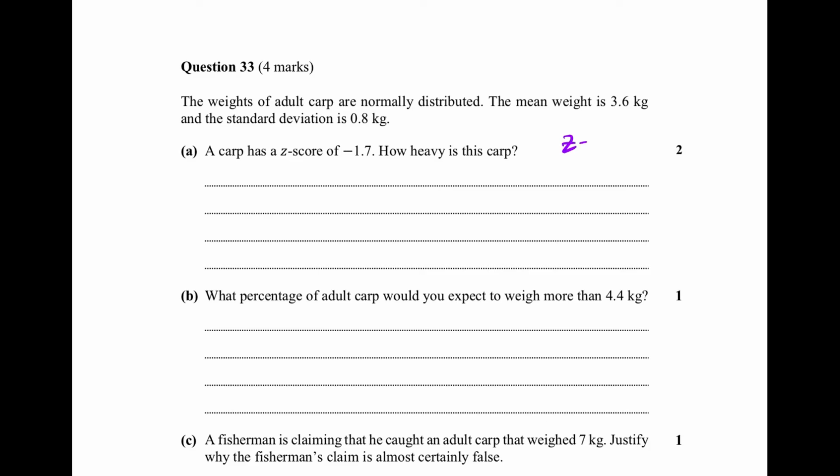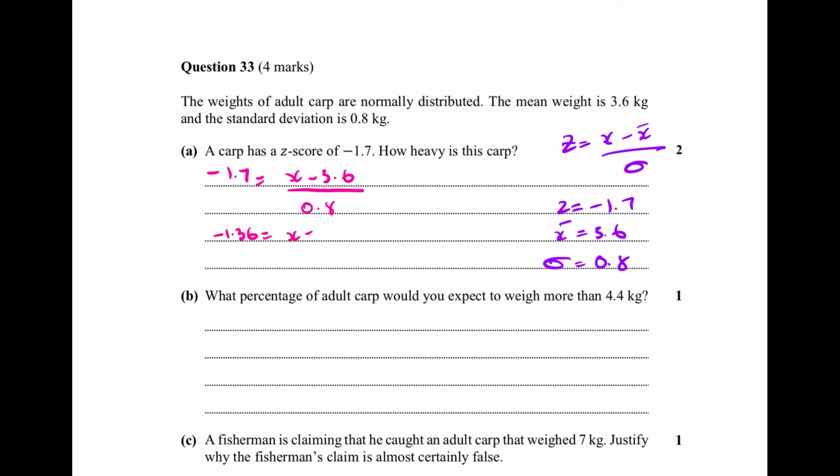Now remember, your z-score is x minus your average over standard deviation. So we have a z-score of minus 1.7, we have an average of 3.6, and we have a standard deviation of 0.8. So let's just plug that in, and we get minus 1.7 is equal to x minus 3.6 over 0.8. Let's multiply by 0.8, and we get minus 1.7 times 0.8, which is minus 1.36, is equal to x minus 3.6. Let's now bring this over to this side. We're going to add 3.6 and we get x is equal to 2.24 kilograms.